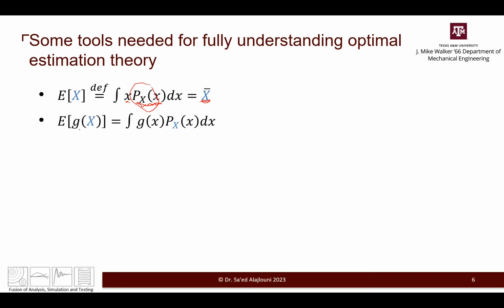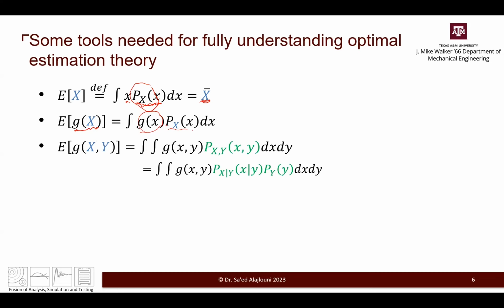So if we have a function of a random variable x, and we want to see the expected value of that expression, g of x, then all we have to do is plug that into this integral and weight it according to the PDF, the probability density function.